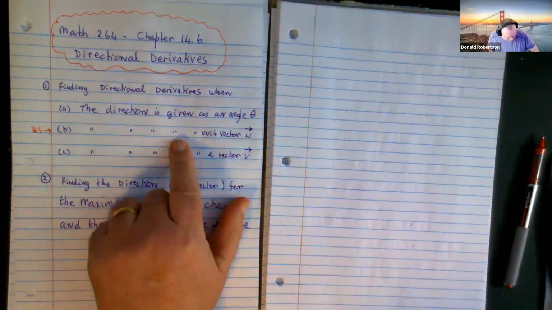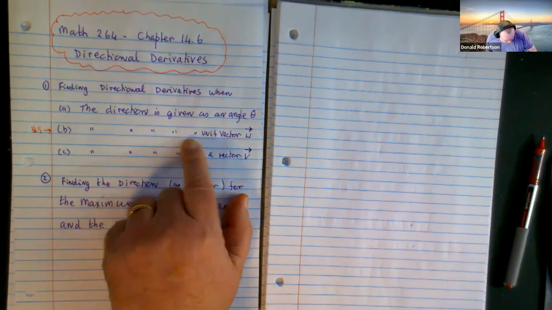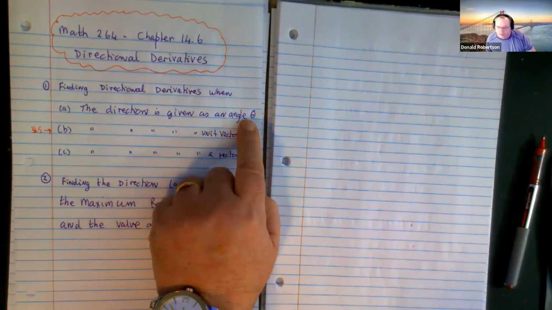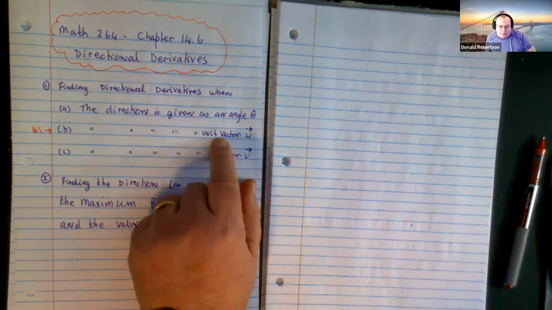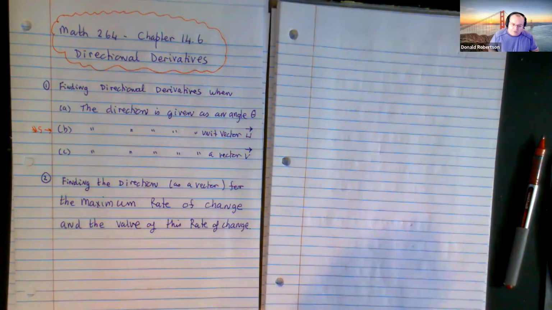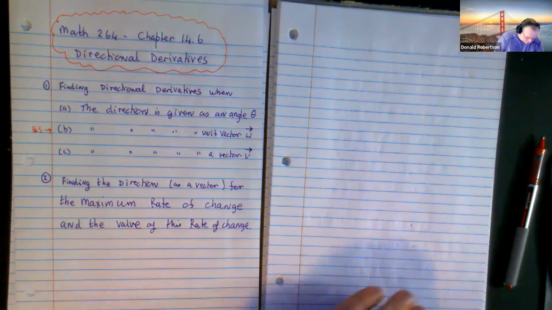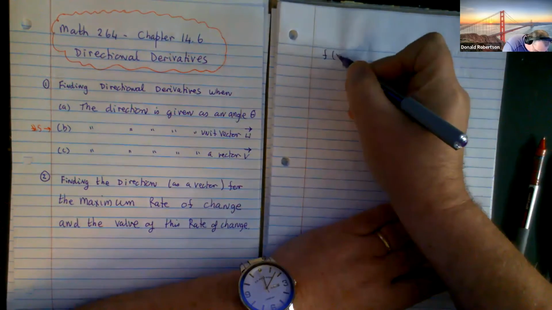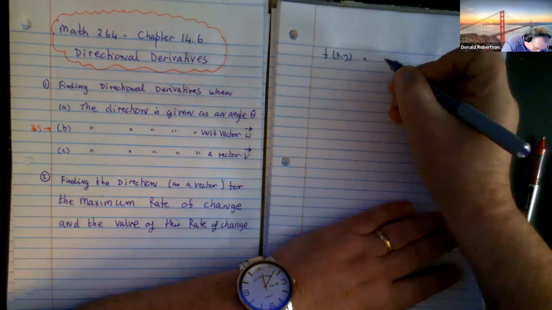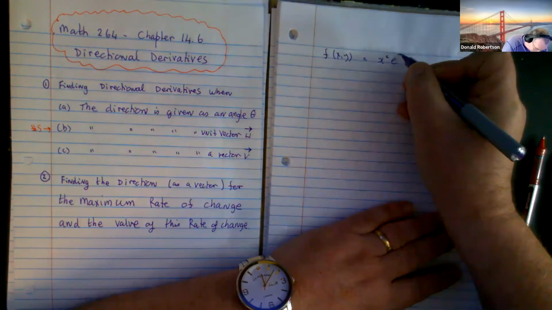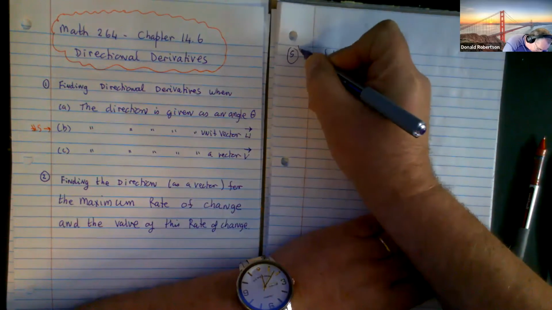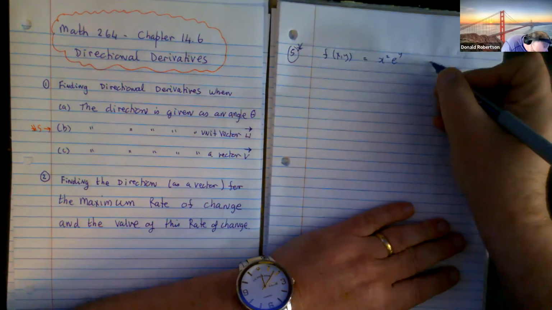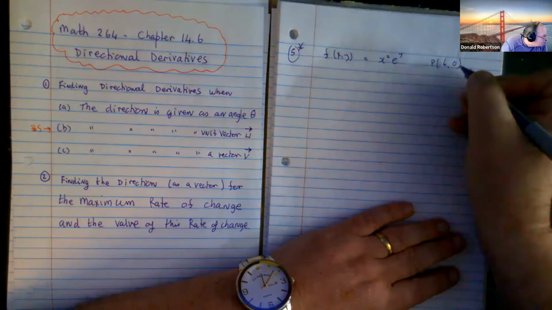So let's look at how you get directional derivatives when the direction is not given as theta is 30 degrees or theta is pi upon 4, but you're getting the direction by being given a unit vector. So you're going to go in the direction of whatever u is. Let's suppose I have a function f of x, y, and it's x squared e to the y. So this is basically a version of question 5. The point that we're interested in is 6, 0.